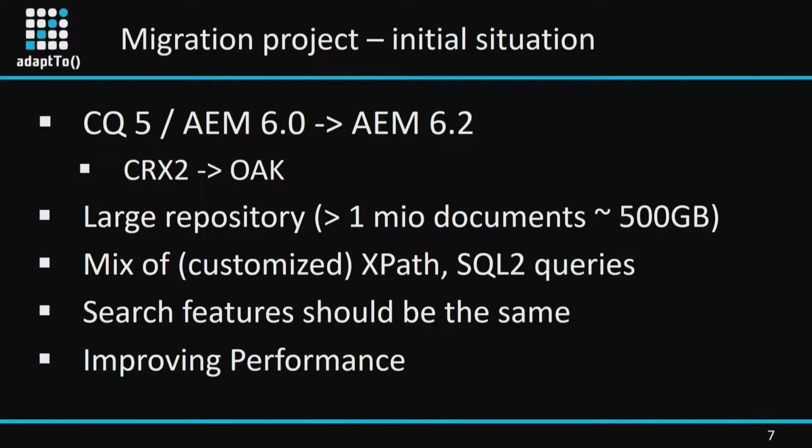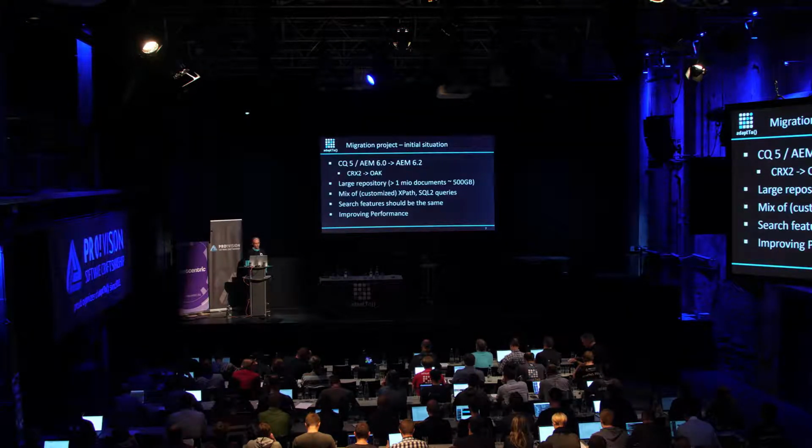They have large repositories with more than 1 million documents with at least 500 gigabytes of data. They have their websites, their web applications containing certain search functionalities consisting of both XPath and SQL2 queries. And the declared requirements for the migration were the search features should be the same after migration, and the search performance should be improved.